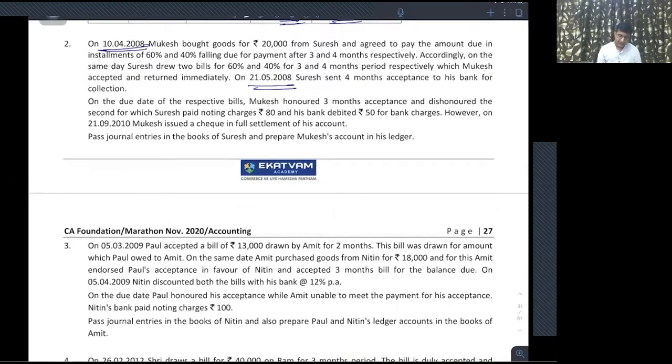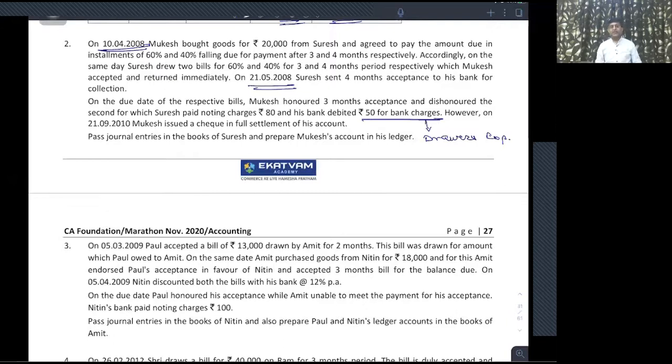On the due date of the respective bill, Mukesh honored 3 months acceptance and dishonored the second, for which Suresh paid the noting charges of 80. His bank debited 50 for bank charges. Now, these 50 for bank charges here are for the collection. So, these bank charges are drawer's expense and not the amount recoverable from the drawee. All right. However, on 21st of September, Mukesh issued a check in full settlement of his account. Passed the necessary journal entries. It's a very plain, vanilla, simple, straight question.